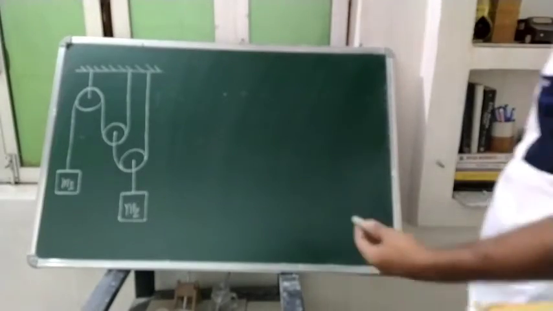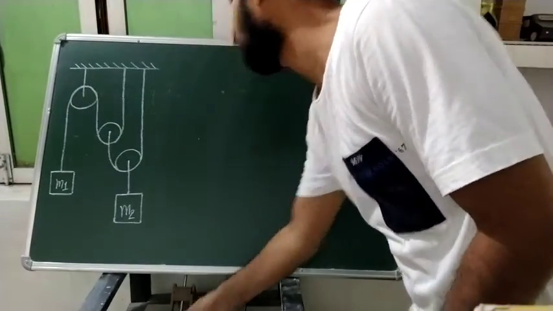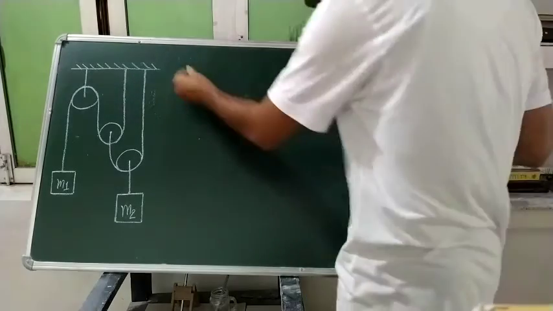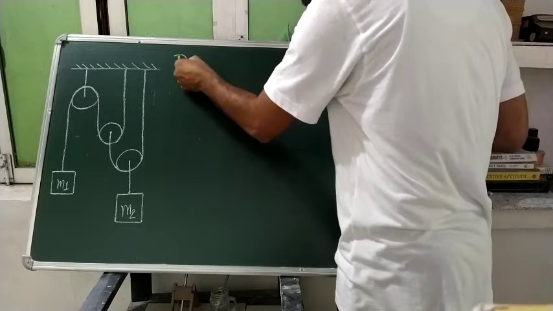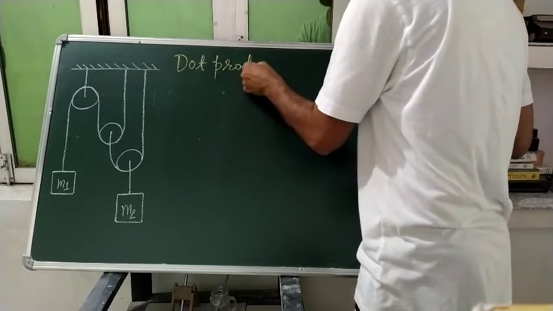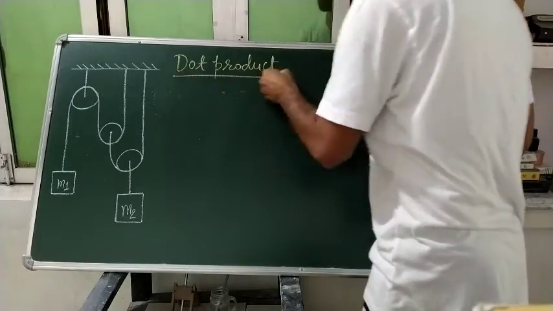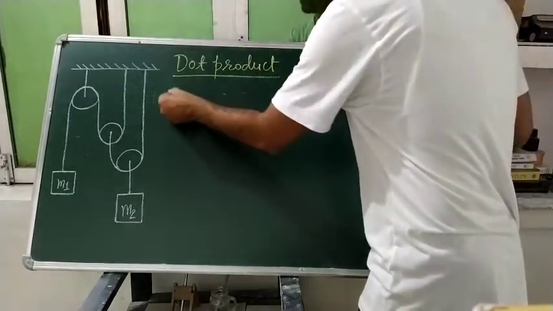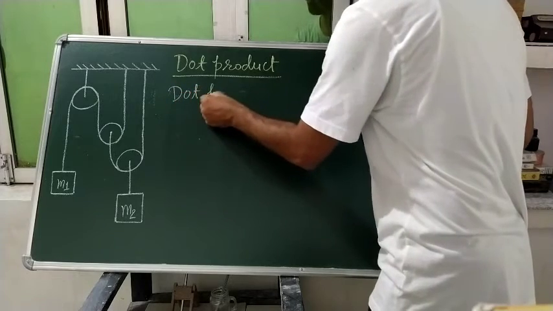So students, we have seen the traditional method. Now we will move to the short trick. Before moving to the short trick, I want to tell you about the dot product, as we are going to use the dot product in that short trick. So what is the dot product, students?